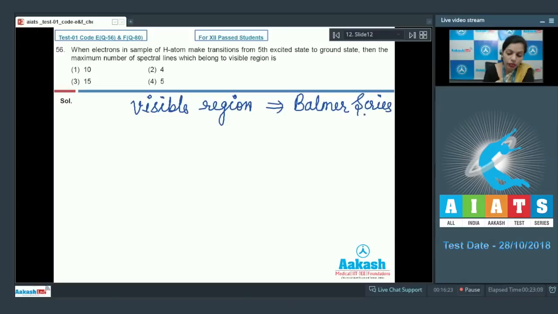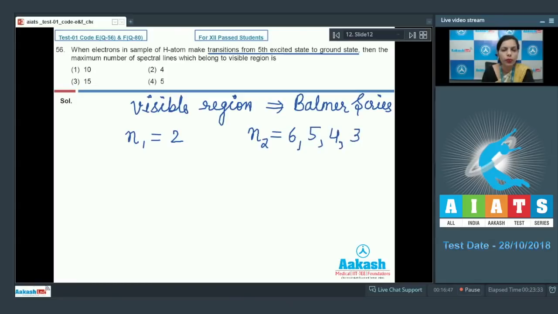And one more thing, if we consider the Balmer series, definitely for that, the n1 value is 2. And if we talk about the fifth excited state, let me mark here, we are talking about the transition from the fifth excited state to the ground state. And in this case, the n2 value can be 6, it can be 5, it can be 4 or 3. So how many total transitions would be there? From 6 to 2, 5 to 2, 4 to 2 and 3 to 2.